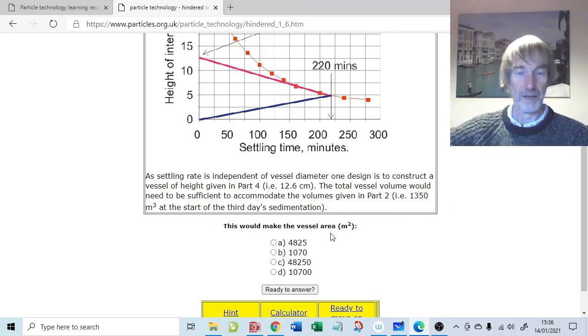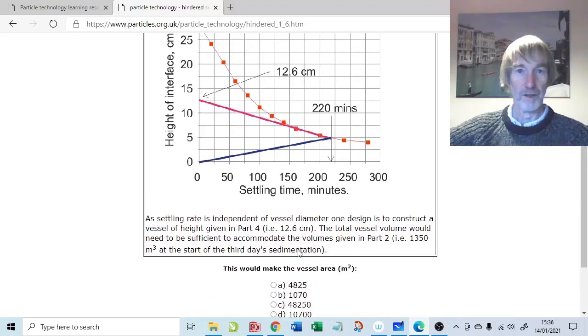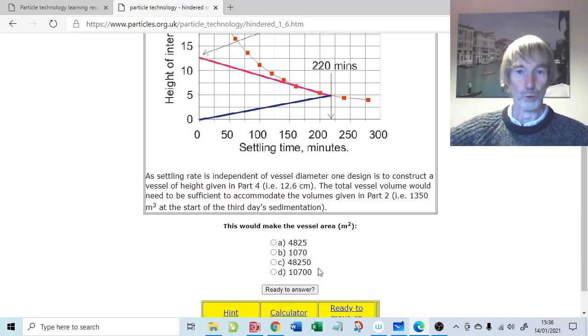This would make the vessel area, so you're looking for a volume, so one of these areas times by 0.126, because that's the height, will give you this value of 1350. So which vessel area times by 0.126 gives you the value of 1350?